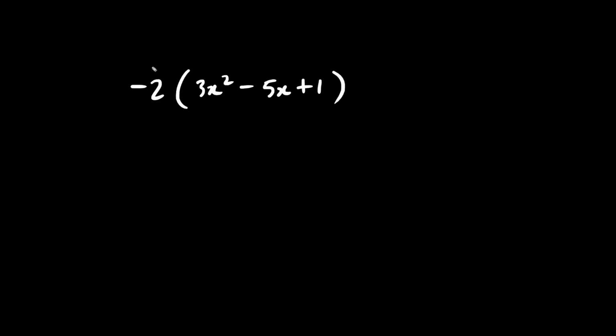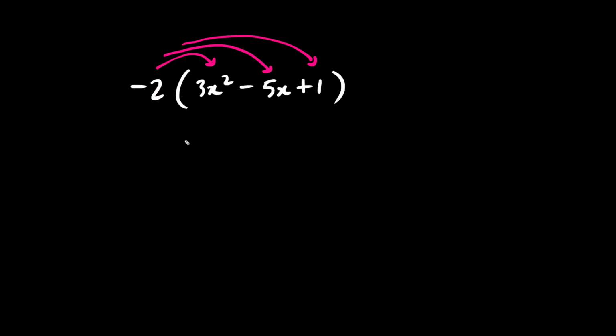So we now have the number negative 2 multiplied by this 3-part expression. This is called the trinomial. 1, 2, 3 parts is called the trinomial. So here we're feeding the dog using distribution, polynomial distribution. We're feeding the cat, and we're feeding the fish.